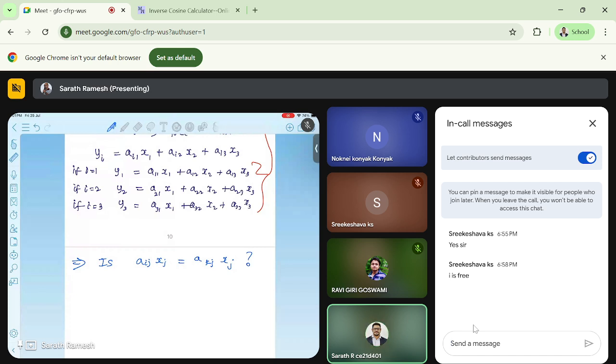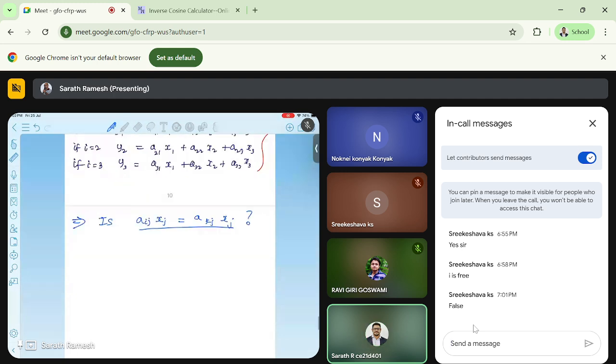Is both something I have written the same or not? Is the LHS the same as the RHS or not? False. Correct? Right. It's not true. The reason is it is true only when i equals k.